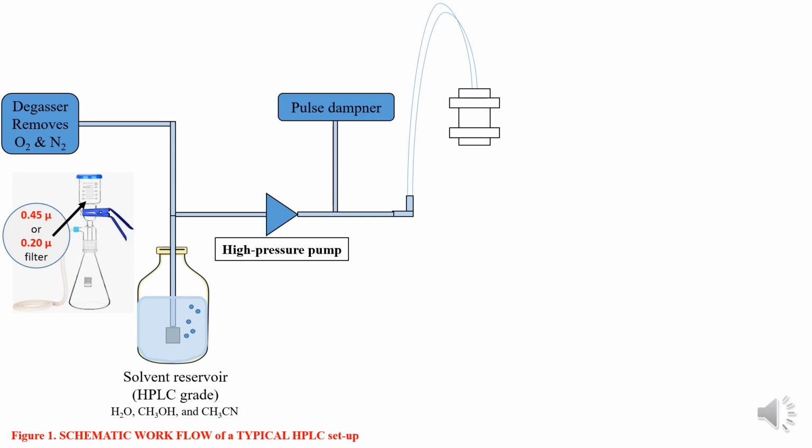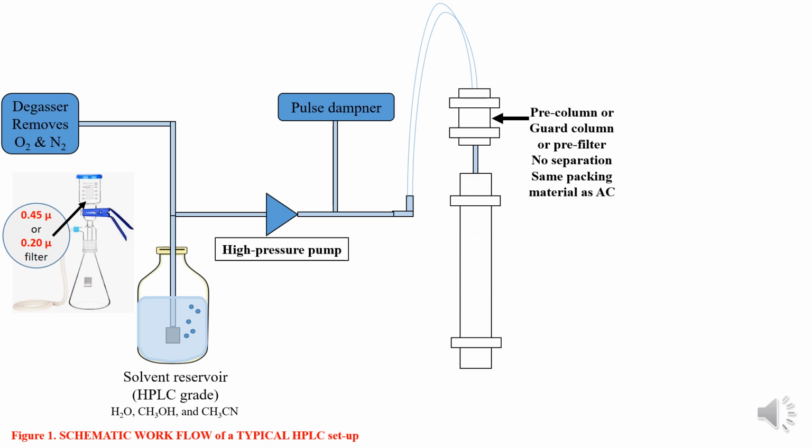Now first the mobile phase enters a pre-column. The reason for this to be called a pre-column is that the mobile phase enters this small column before it passes through the analytical column, where the actual separation takes place. And finally it is eluted out of the column.